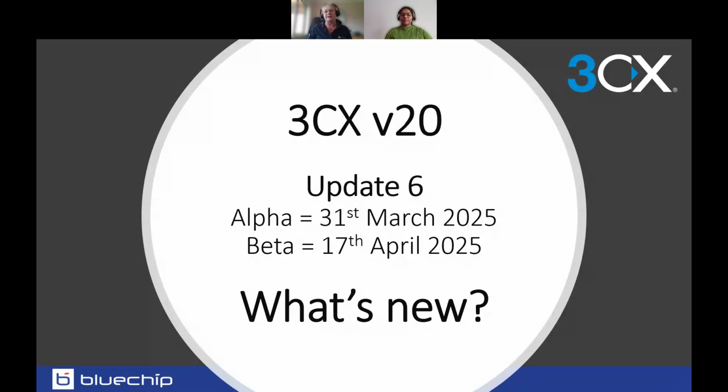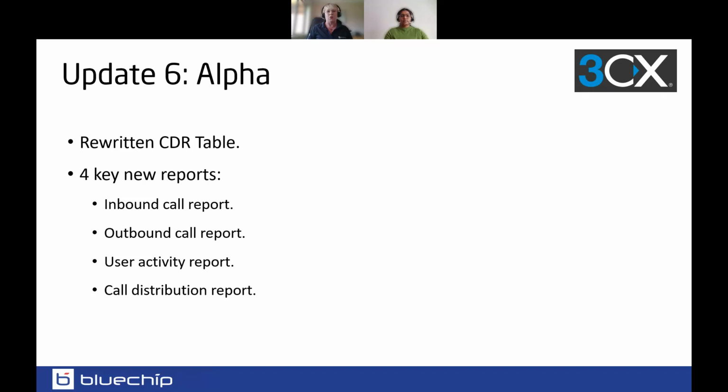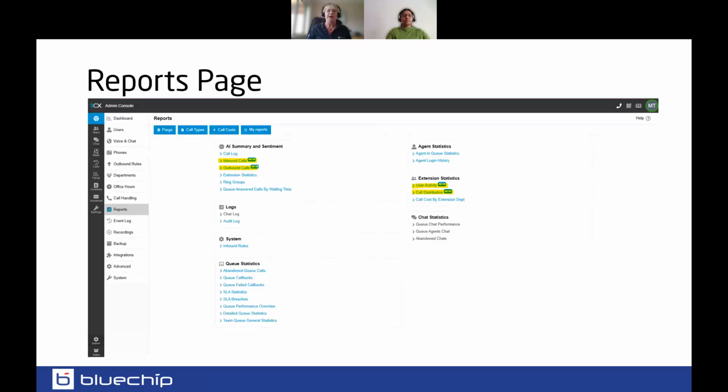So what is update 6? Update 6 has some other tweaks, but we are really focusing today on the reporting because this is what we've all been waiting for. So the alpha, so the first release, was focused on the rewritten CDR tables and 4 key new, what we would call standard reports. So that was the inbound call report, an outbound call report, a user activity report, and the call distribution report. And in the alpha and beta on the reports page, you can see they've got nice little new next to them, and I've highlighted this.